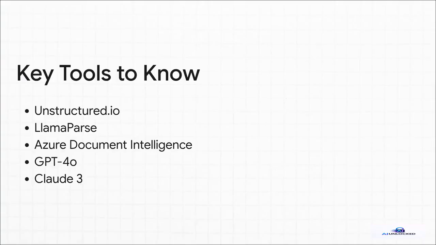So, if you're building this, these are the names you need to know. For that crucial first parsing step, look at unstructured.io or Llama Parse. For heavy-duty enterprise-level work, Azure Document Intelligence is a powerhouse. And of course, for the vision part, you'll be using VLMs like GPT-4o and Claude 3. These are your essential toolkit.